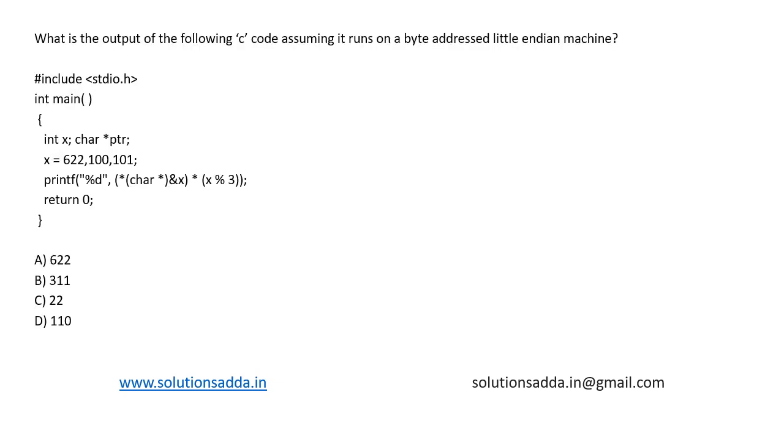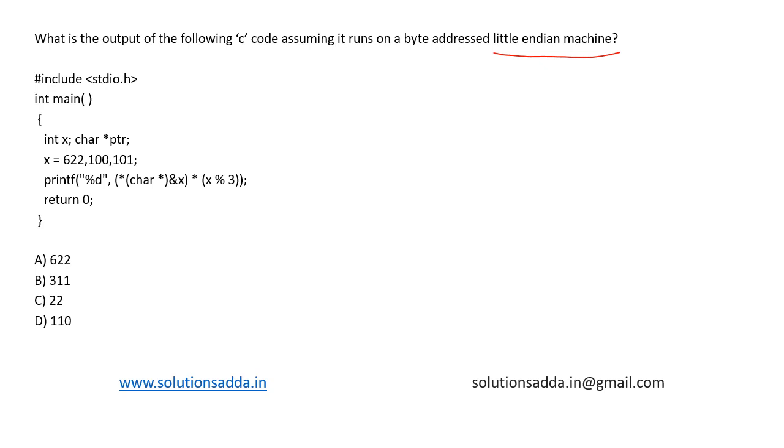This is a previous ISRO question. What is the output of the following C code, assuming it runs on a byte addressable little endian machine? The important point to note here is little endian machine. What is a little endian machine? It is an order in which the least significant byte is stored at the lower address. So that is little endian machine, and the code is given below.